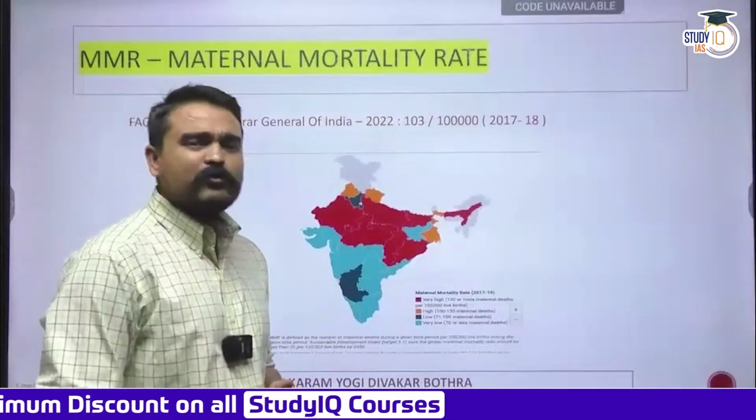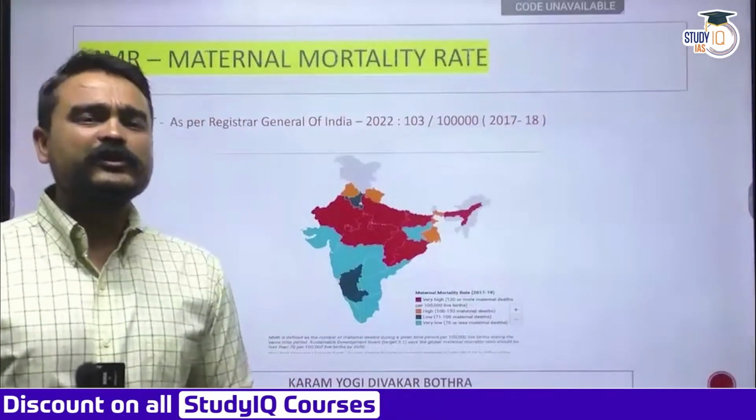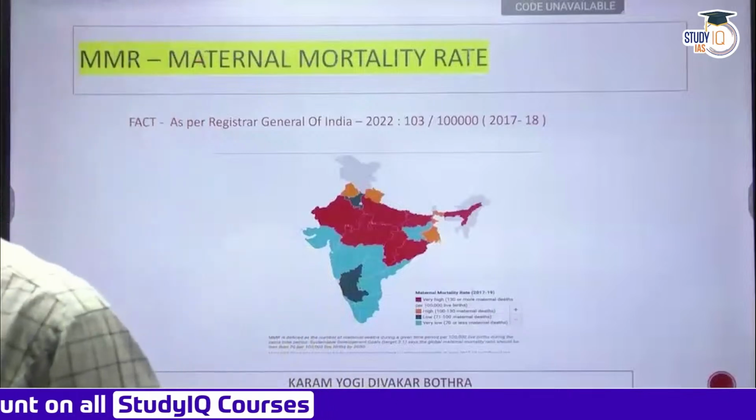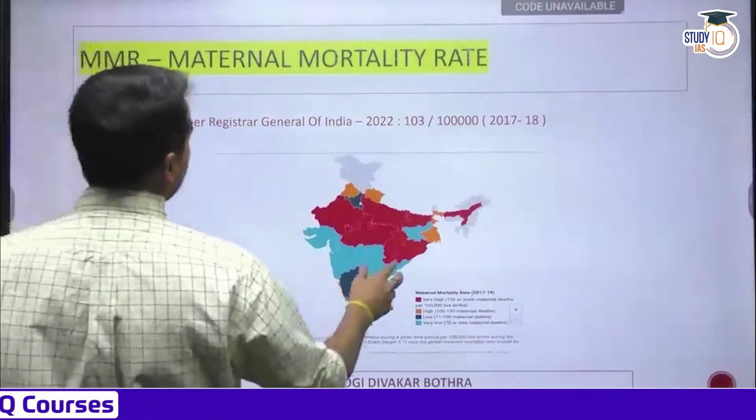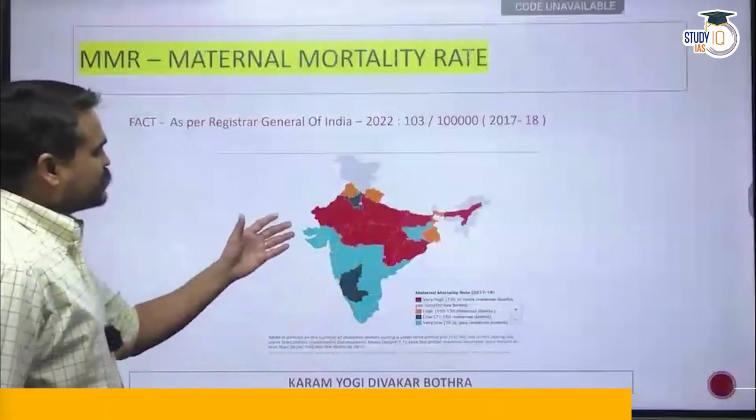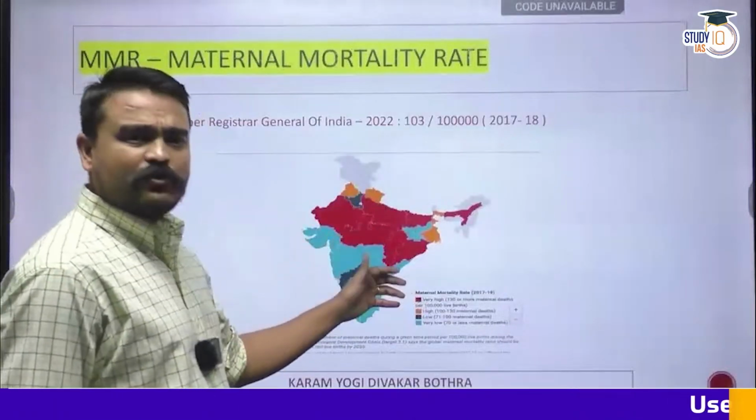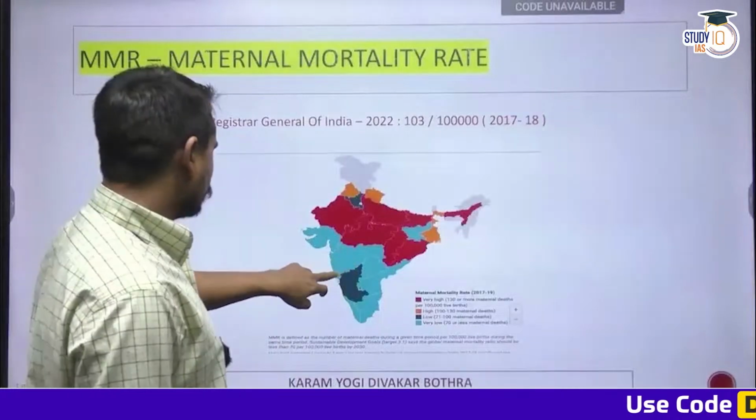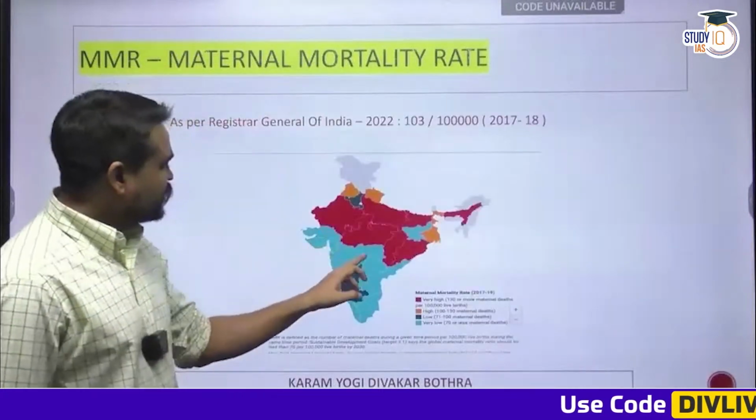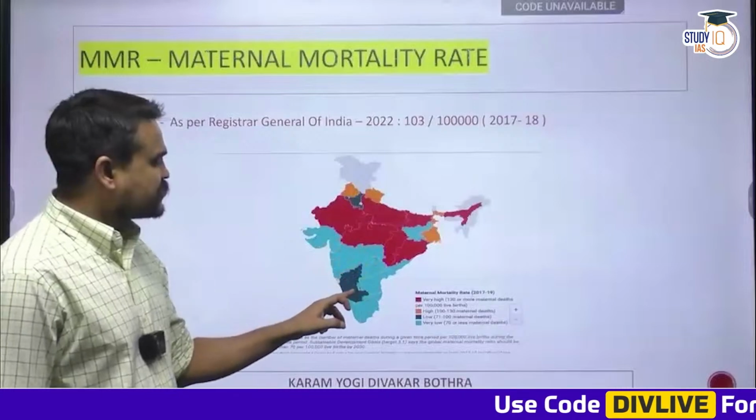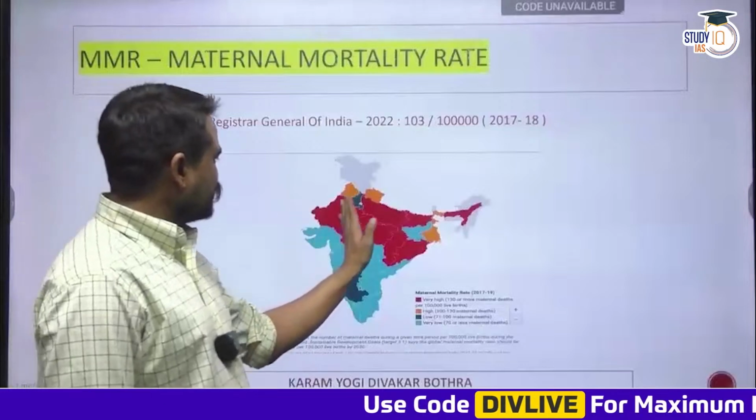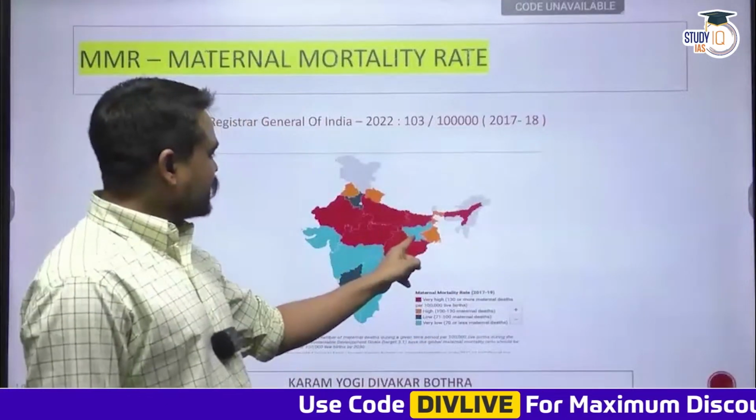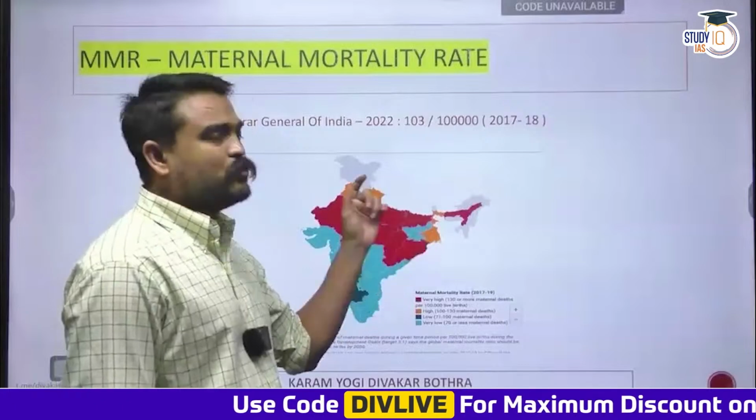That means maternal mortality rate refers to the number of women losing their life during deliveries. Out of 1 lakh women who give birth to a child, nearly 103 women lose their life. This diagram shows where it is high, where low, where very low, etc. If you look at very low, mainly South Indian states dominate. Almost all of South India is having a low rate. Almost all of North India is having a high rate. Only one exception exists here, which has a low rate.